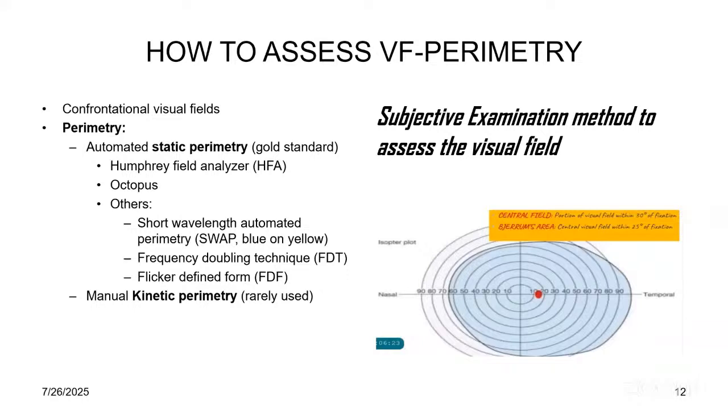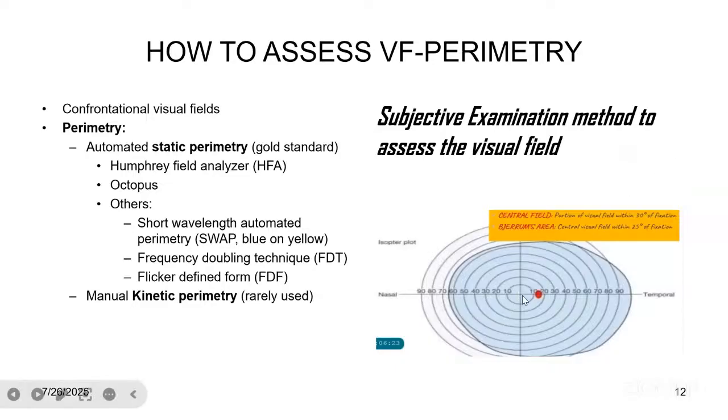So how do we assess visual field? Visual field is actually assessed through the use of perimetry, which is said to be a subjective examination method to assess the visual field, and is a functional test where you test the function of the visual field, with the idea of the extent of how far one can see when looking in a straightforward position.